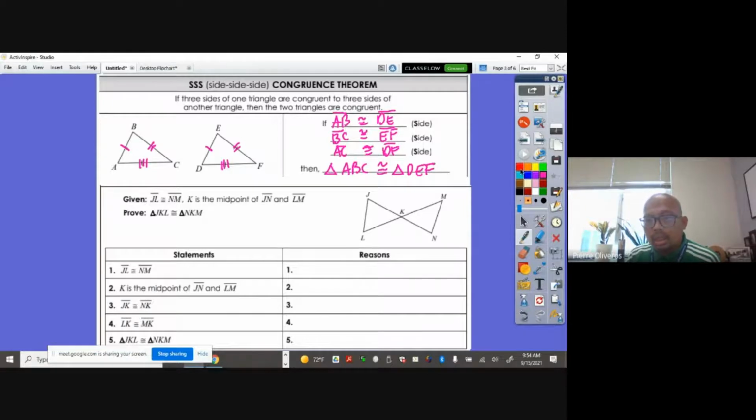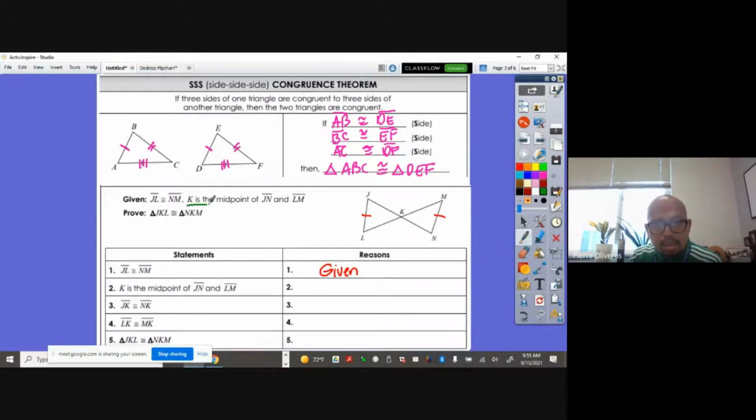Okay, so let's jump into this problem now. I know I'm given that JL is congruent to NM. Where's JL? JL is right here. So this and that are congruent. Okay, so I would say that this one here is given, right?